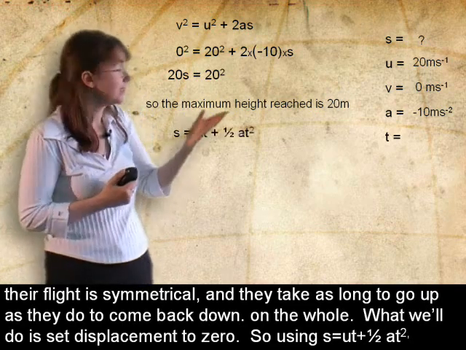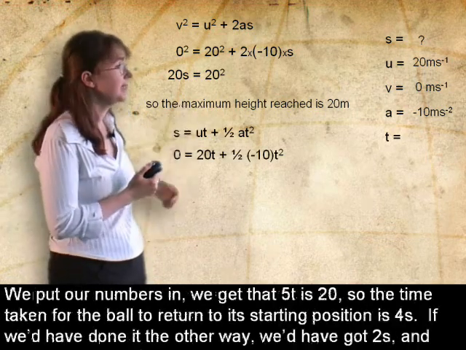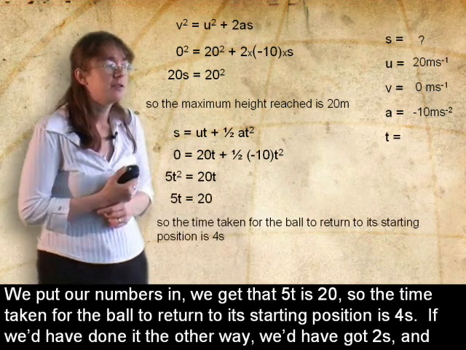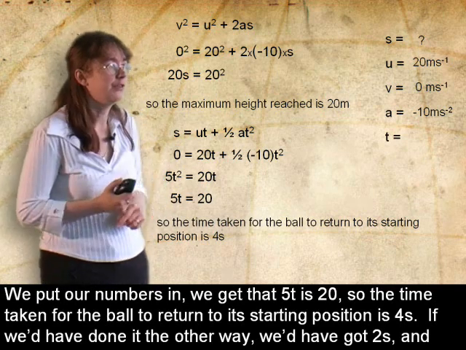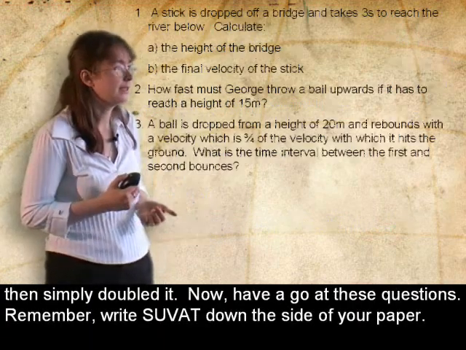So using s is ut plus a half at squared. We put our numbers in. We get that 5t is 20. So the time taken for the ball to return to its starting position is 4 seconds. If we'd have done it the other way, we'd have got 2 seconds and then simply doubled it.